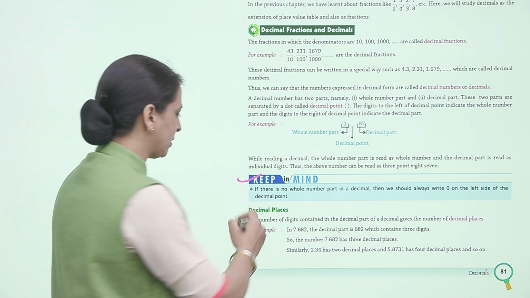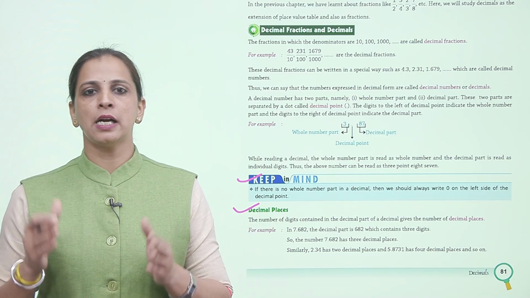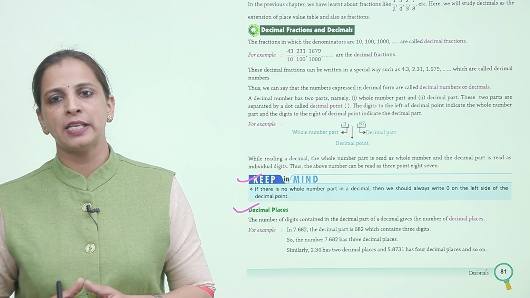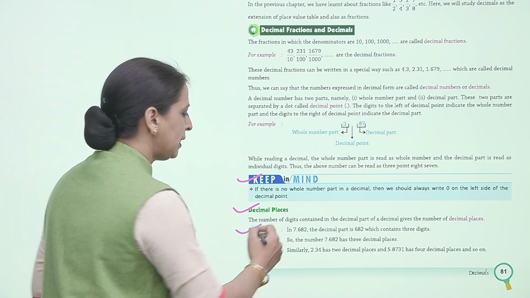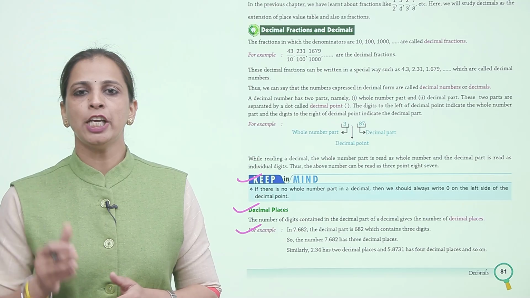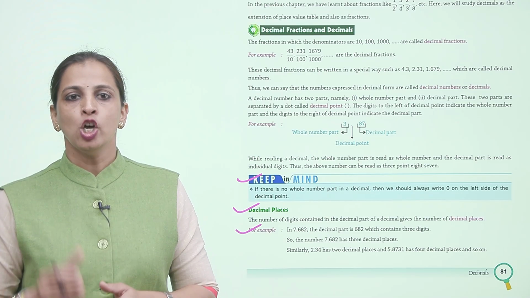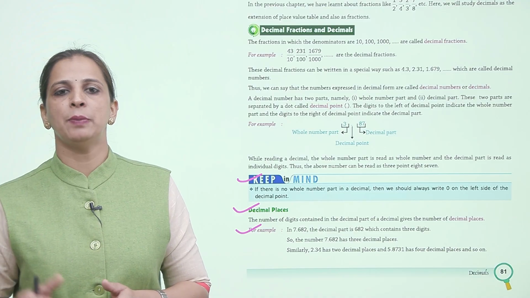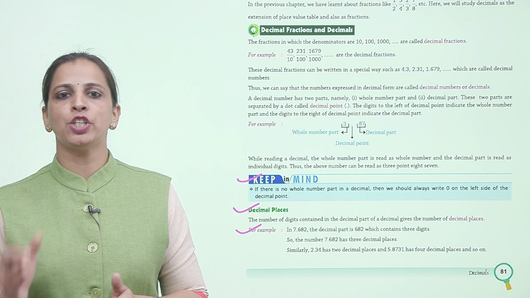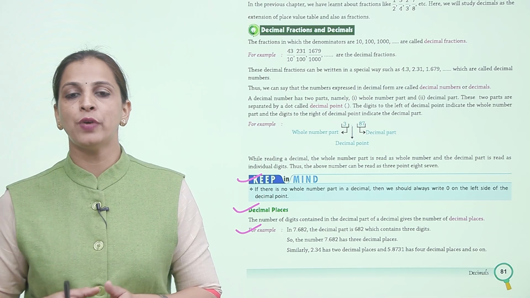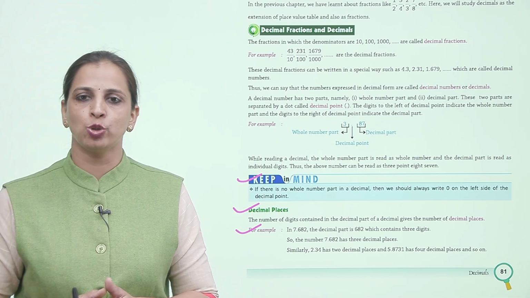Now, decimal places. The number of digits contained in the decimal part of a decimal gives the number of decimal places. For example, in 7.682, the decimal part is 682, which contains 3 digits. So, the number 7.682 has 3 decimal places. Similarly, 2.34 has 2 decimal places and 5.8731 has 4 decimal places and so on.